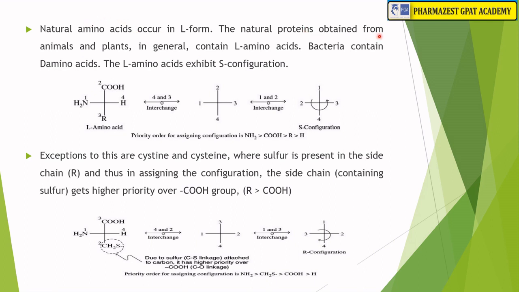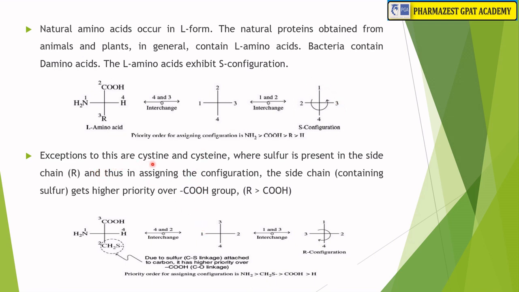The natural proteins obtained from animals and plants in general contain L amino acids. Bacteria contain D amino acids. The L amino acids exhibit S configuration. See this direction. So S configuration.